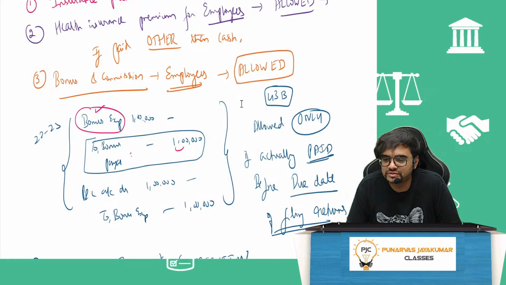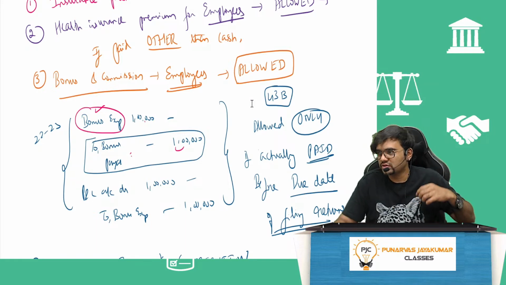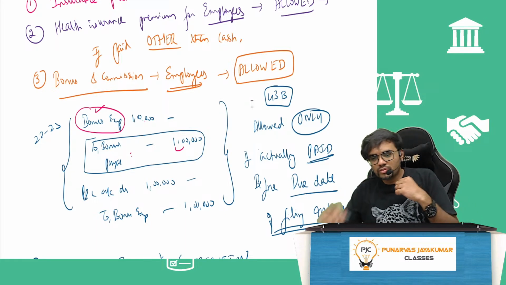Bonus and commission to the employees, allowed. But it will be allowed only if it is paid under 43B. 43B is what? It should be paid before the due date for filing the return. So if you pay within the due date under 43B, then it is allowed. Otherwise, not allowed. Bonus and commission.